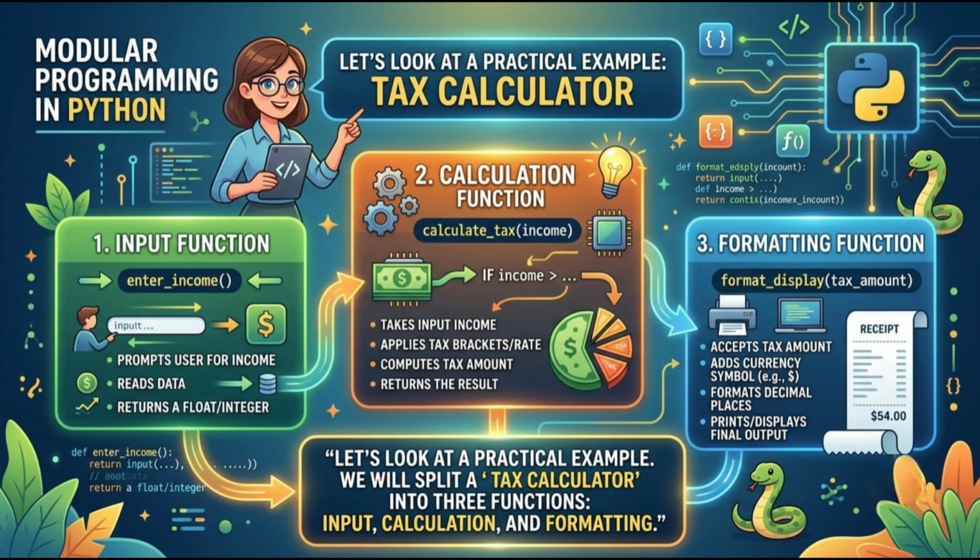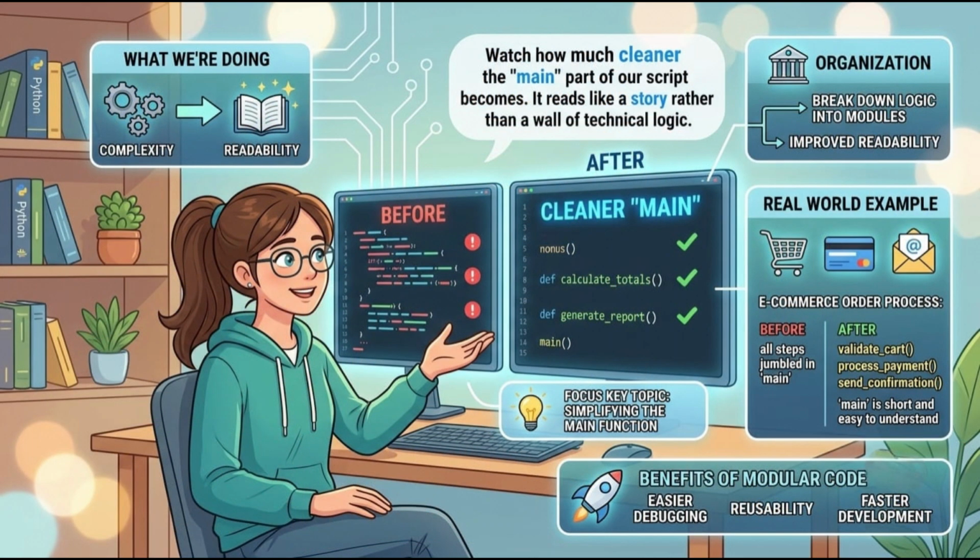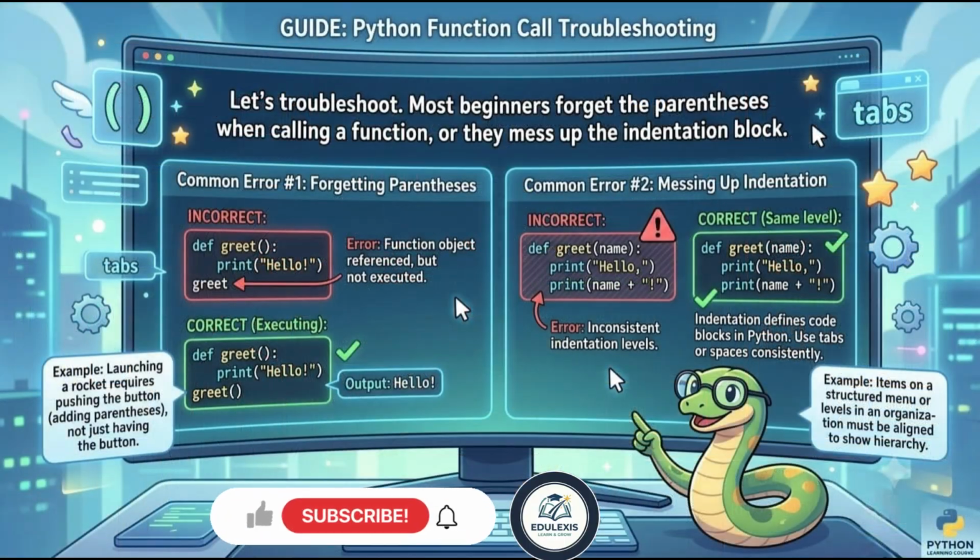Let's look at a practical example. We will split a tax calculator into three functions: input, calculation, and formatting. Watch how much cleaner the main part of our script becomes. It reads like a story rather than a wall of technical logic. Let's troubleshoot. Most beginners forget the parentheses when calling a function, or they mess up the indentation block.